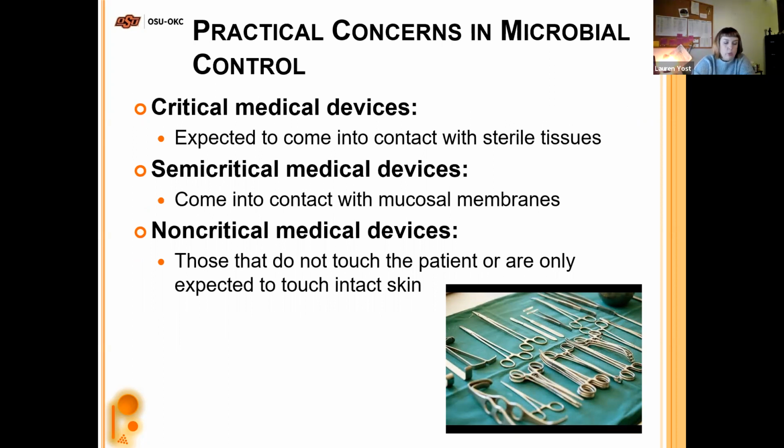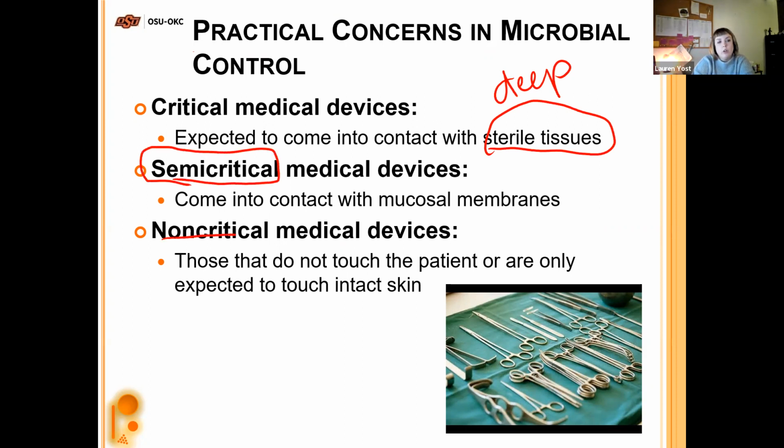Yes, so we want to consider critical medical devices. So critical medical devices are the ones that we know are going to come into contact with sterile tissues, like the deep tissues. We have also mucosal membranes that are not quite as sterile, right? That's not a sterile tissue, like in your sinuses and stuff like that. We will refer to these as semi-critical. And then non-critical medical devices are the things that we're not going to use to touch a patient at all, or they're only expected to touch intact skin and not break the surface and introduce bacteria.